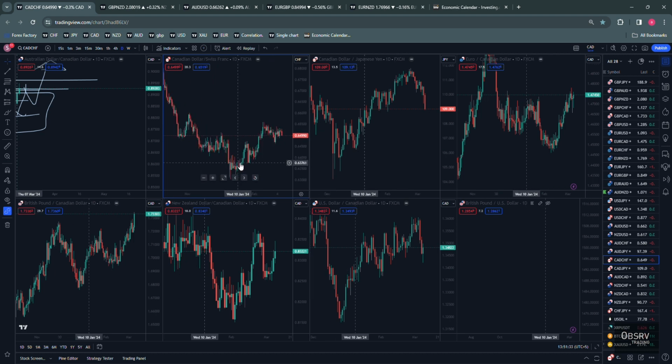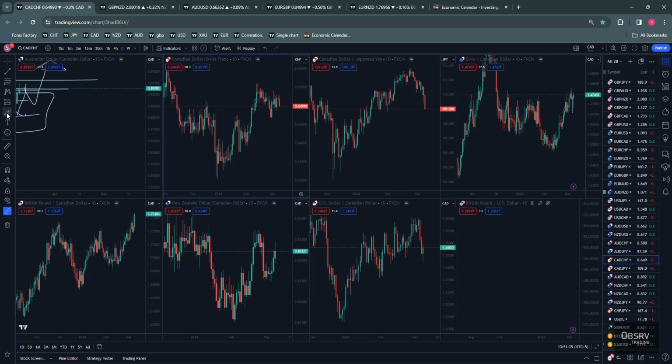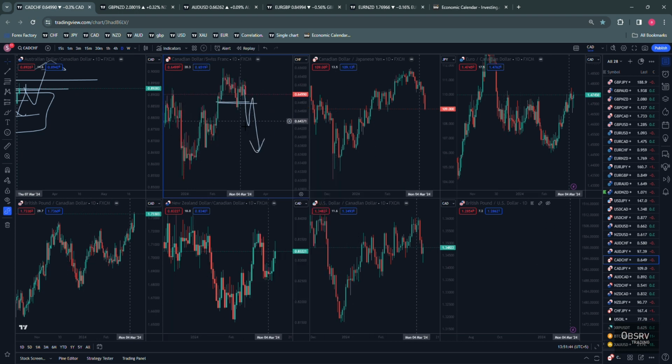CAD Swiss franc, we've been through this. For as long as you're above this, you cannot look for CAD weakness on this. So we'll see. If we go through this, of course, then the pullback is going to be for the sell side. As of right now, this looks like that CAD is going to be stronger here.